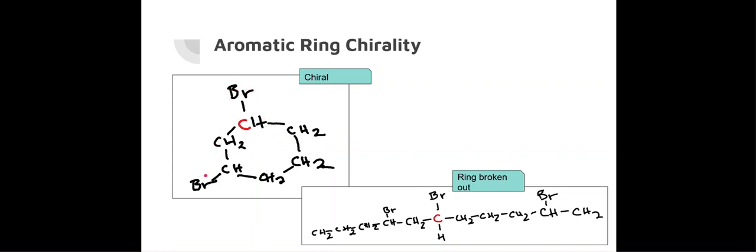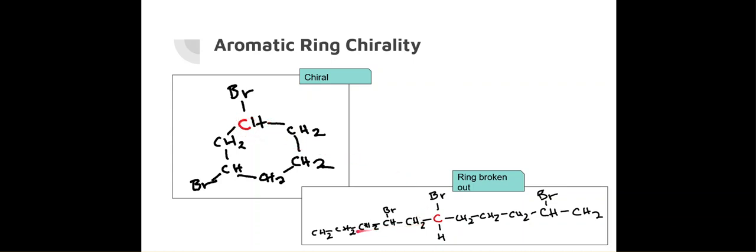So here is a dibromohexane. And this carbon here is chiral because it's attached to a bromine, a hydrogen, and then on this side, you might look at the ring and go, oh, well, this is all kind of the same, but it's really not. From this side, you go CH2, CHBr, CH2, CH2, CH2. But if you go this way, you get CH2, CH2, CH2, CHBr, CH2. So those are different, and therefore this carbon is chiral.